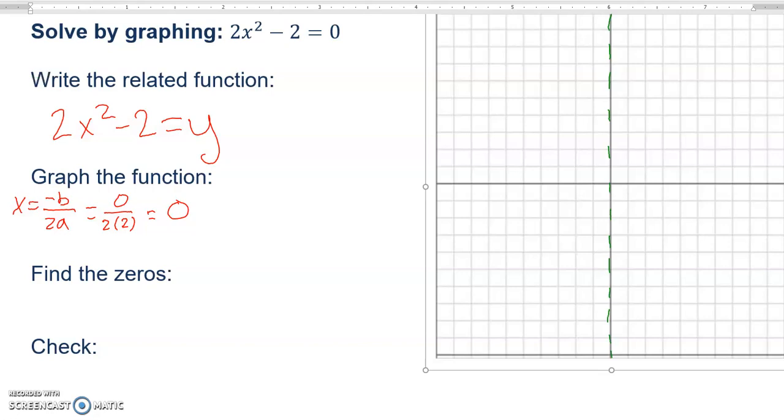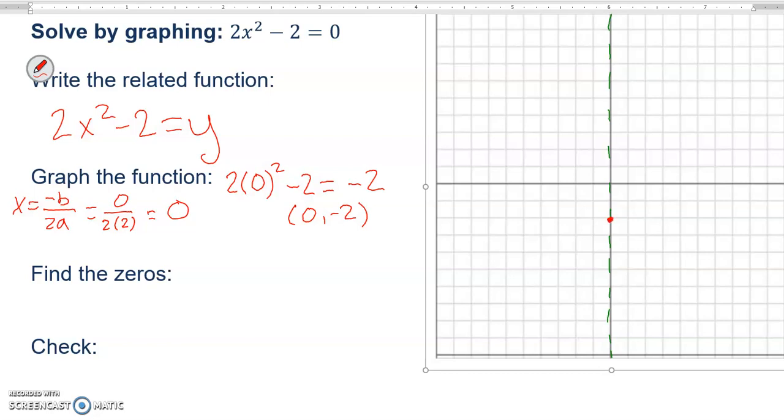So we're going to graph first. Okay, and then we're going to find our vertex. So we're going to plug 0 back in, so 2 times 0 squared minus 2. 0 squared is 0 times 2 is 0. So 0 minus 2 is negative 2, so our vertex is 0, negative 2. So I'm going to plot that. So over 0, down 2.